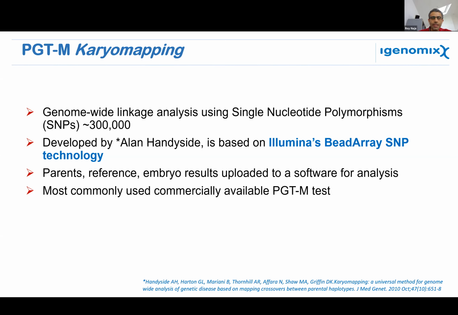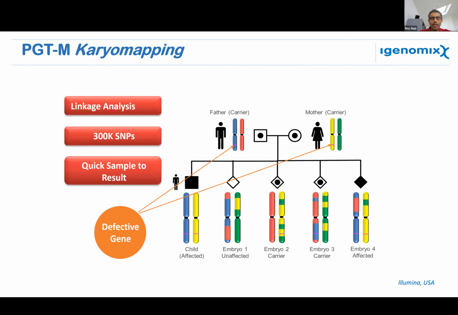For this carrier mapping technique to work, we analyze in one go the parents, the male and female members of the couple, and a reference, which is an affected child or an affected father, mother or aunt of the affected patient of the couple, in combination with the embryos, loaded onto a software called BlueFuse Multi. Carrier mapping is the most commonly used commercially available PGT-M test on the market now. Okay, again, this is how it works. It is based on linkage analysis, 300,000 SNPs, with a quick sample to result.